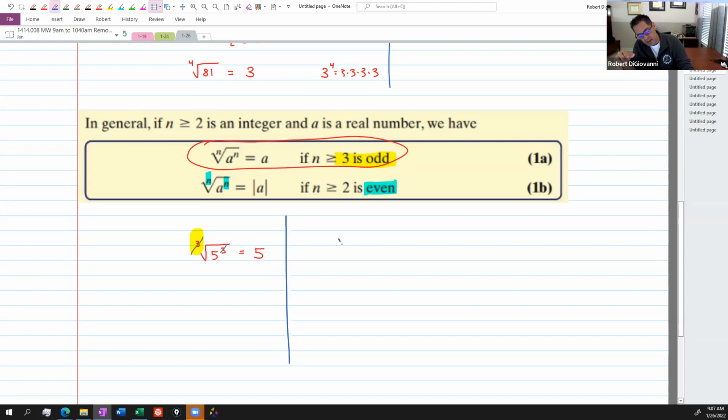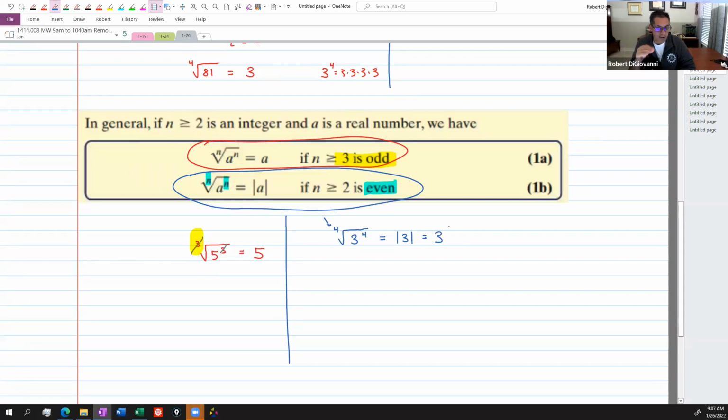Let's say we take the 4th root of 81, right? Sorry, let's do it this way. The 4th root of 3 to the 4th. According to this property, because this is an even number out here, the answer should be the absolute value of 3, which of course is 3, all right?